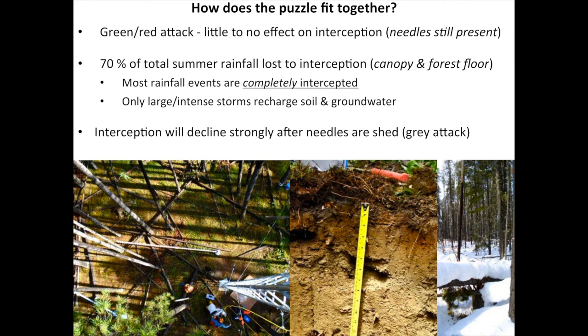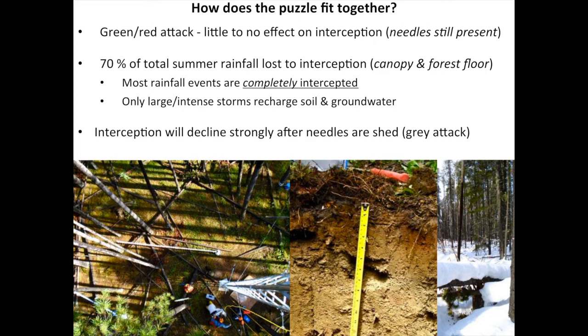Now, just to wrap up this part, what we can see is that from green to red attack, we had little to no effect on interception, because we still had the needles present. In total, 70% of all the rain was lost as interception, and this interception means canopy and forest floor. That means that most of the rainfall events in the summer are being captured in the forest, and only large or intense storms are going to be able to reach the mineral soil.